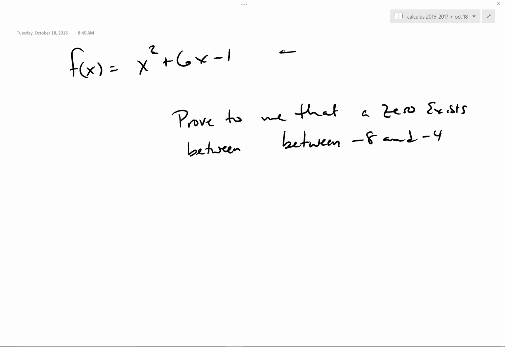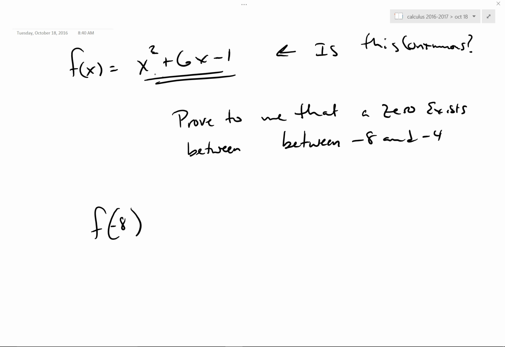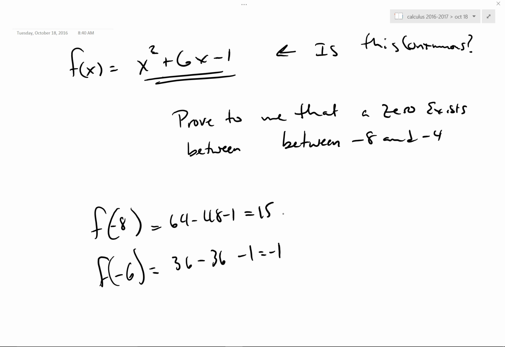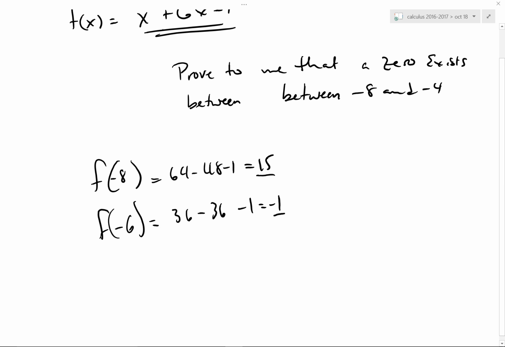Well, first I need to establish, is this continuous? Okay? And of course it is, because it's a polynomial. So far so good. It's continuous everywhere. So then the question would be, what is f of -8? That's 64 minus 48 minus 1, which would be 15. And f of -6 would be 36 minus 36 minus 1, which is -1. So because one of them is positive, one of them is negative, I'm guaranteed I got a 0 somewhere between them.